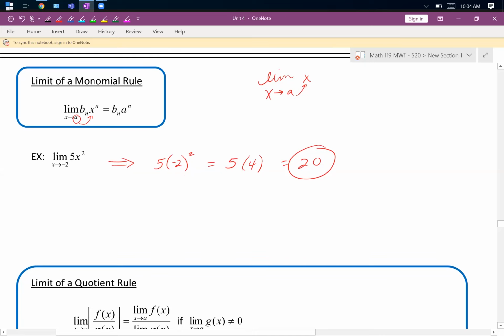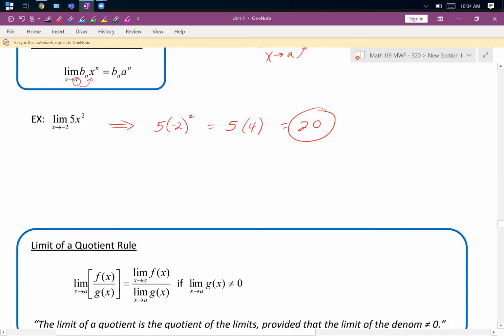We know that the graphs of polynomial functions are continuous. So the limit is going to be, since we know there's no holes or jumps or anything weird happening, the limit is just going to be whatever the corresponding y value is. So we just plug it in.